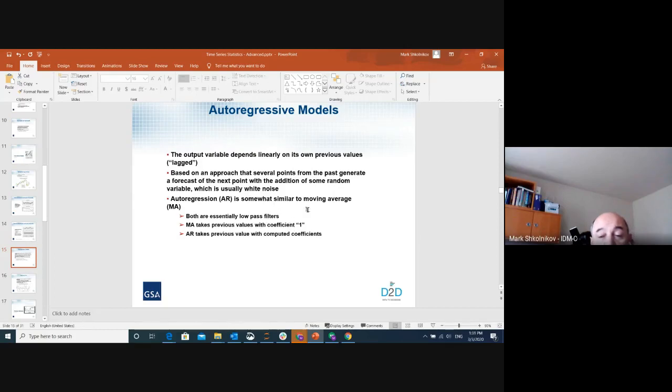The difference is, both are low pass filters. So moving average is what? You take, let's say, 10 points before, you sum them up, you divide them by 10, and you get your average for that upcoming point. In the autoregressive model, you pretty much do the same, only when you sum up the previous points, you sum them up with coefficients that are computed in a special way.